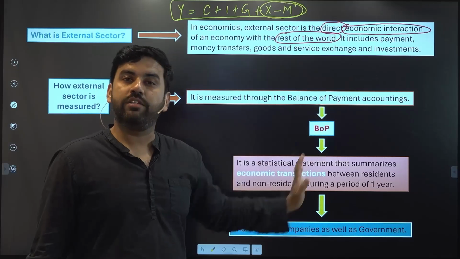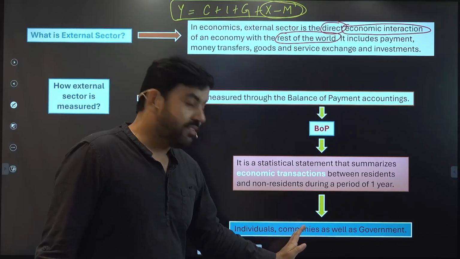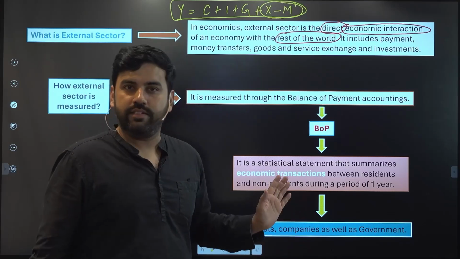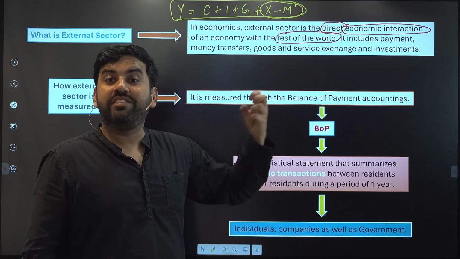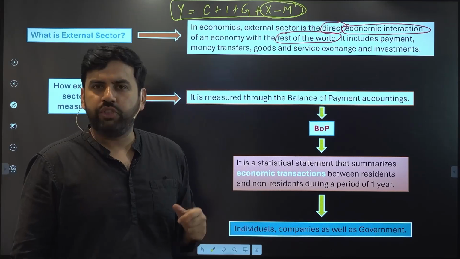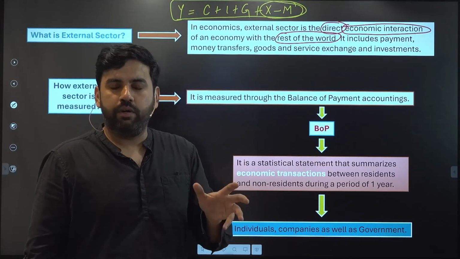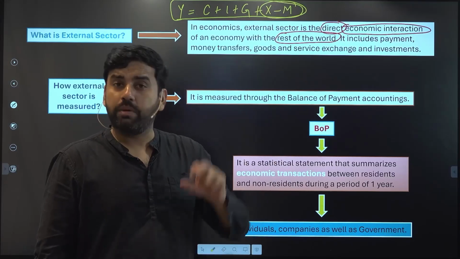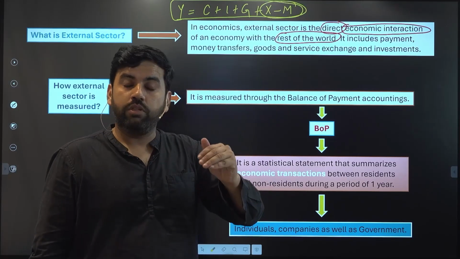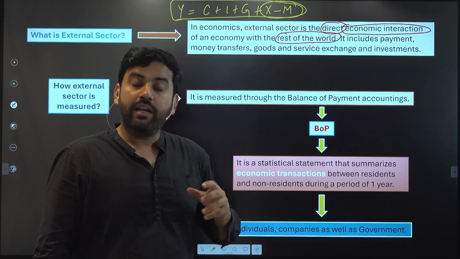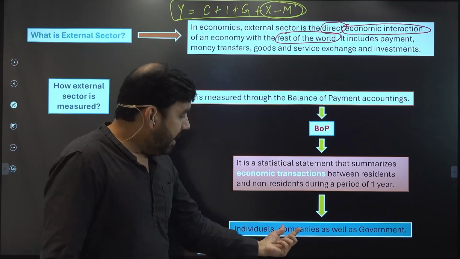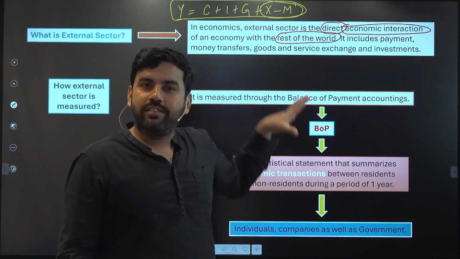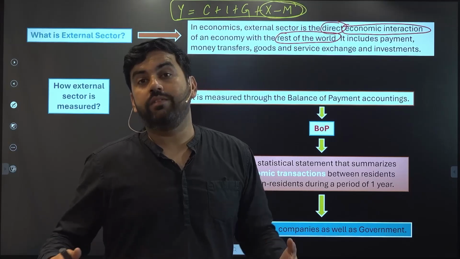So the US government is non-resident. A US company, let's say Apple or Microsoft, is a non-resident. If you purchase an application on your Apple mobile, from the Play Store or the Apple Store, the money is going from your account to the US, between an individual in India and a company in the US. So it's between a resident and a non-resident. Guys, this is what the basics of BoP are all about.